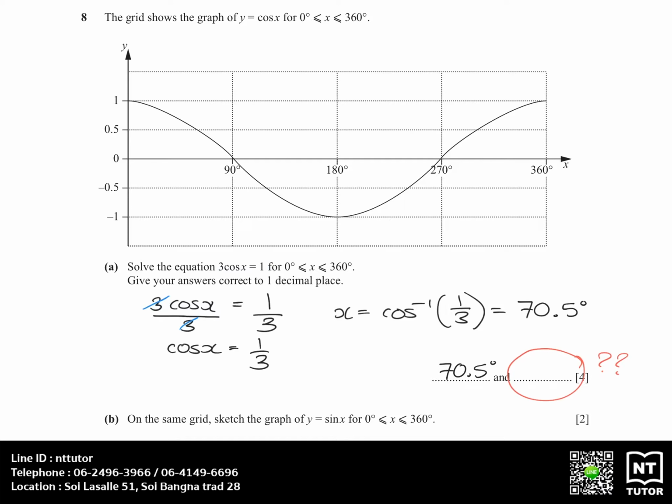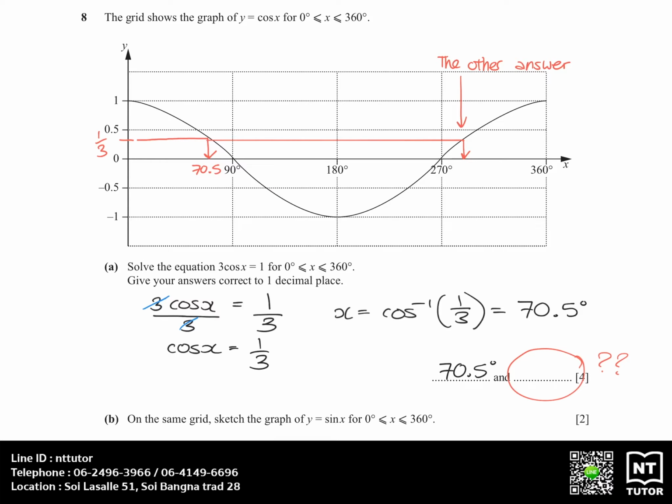When we press inverse cos of 1 over 3 on the calculator, what it does is it goes to 1 over 3 on the y-axis of the graph of y equals cos x, draws a straight line, hits the graph, then gives us the corresponding x value for that value, which in this case is 70.5. However, if you continue that straight line, because the graph of cos x repeats itself, it should also hit the graph at another point, and the corresponding x value for this other point is our other answer.